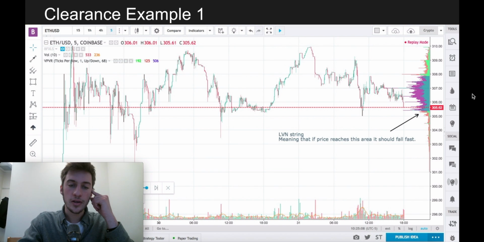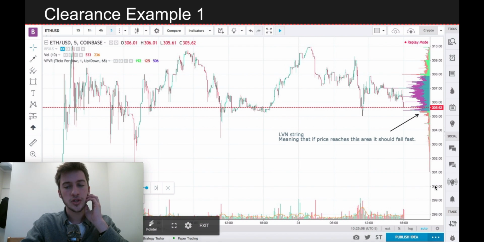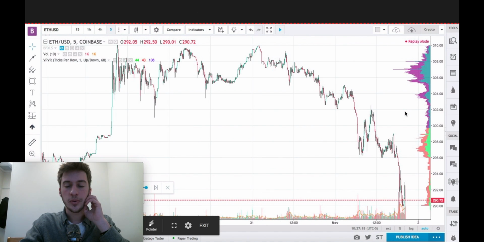So I'm going to start you off easy here with not really a question, but it just shows it here. This is an LVN string, meaning that if price reaches this area, it's probably going to fall fast. As you can see right here, this is support. And if price falls below support, we really have no volume transacted at these levels, so we can expect that price is just going to crash. And remember, the price is at 306. And this is what happened.